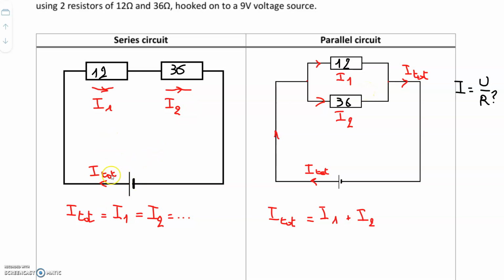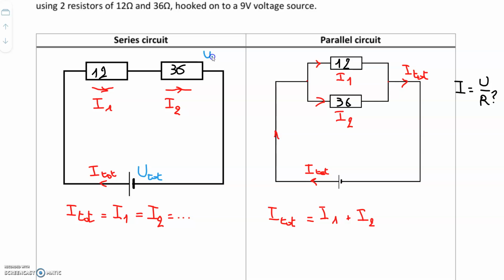You can't do that in a series circuit. It has to be the same. However, when your current can't split up, your total voltage that you have will split up. A part of the voltage will be going to this resistor, and a part of the voltage will be going to this resistor. Now, how much of that voltage will go where?